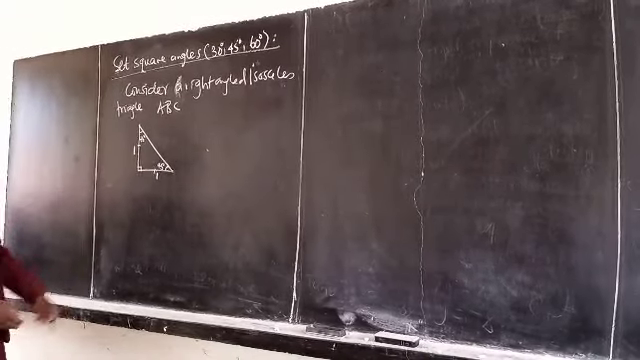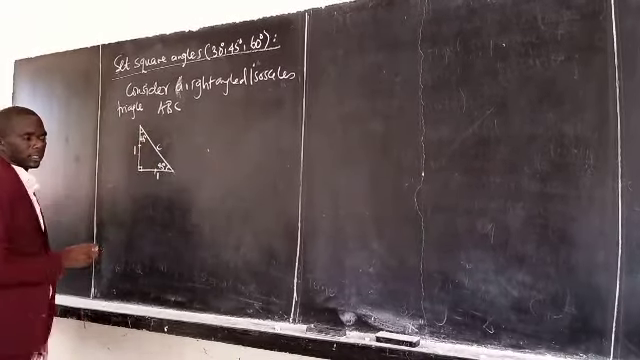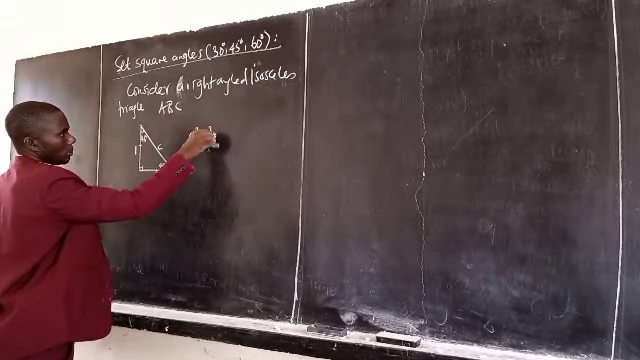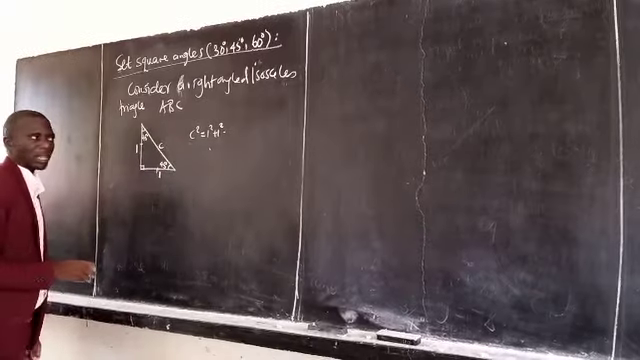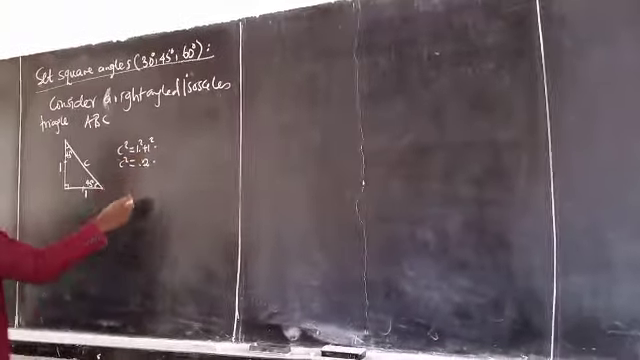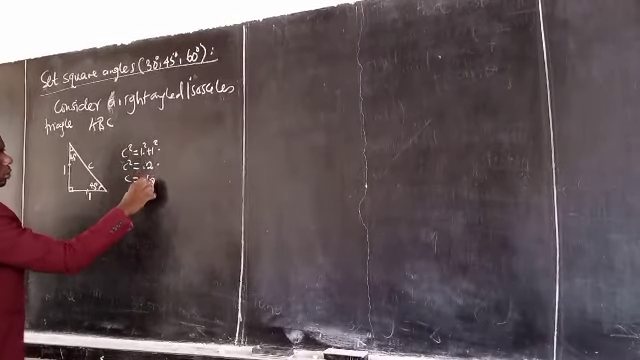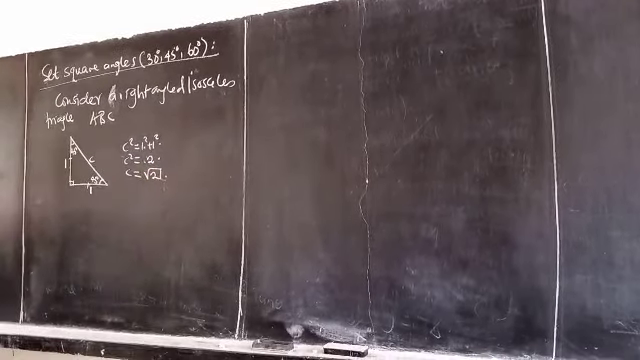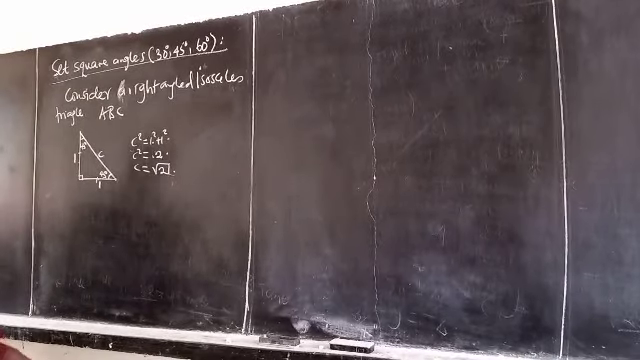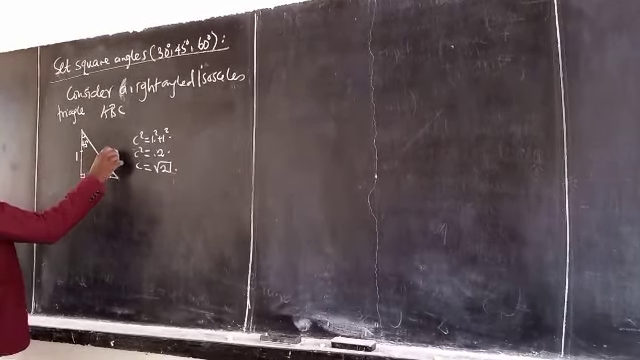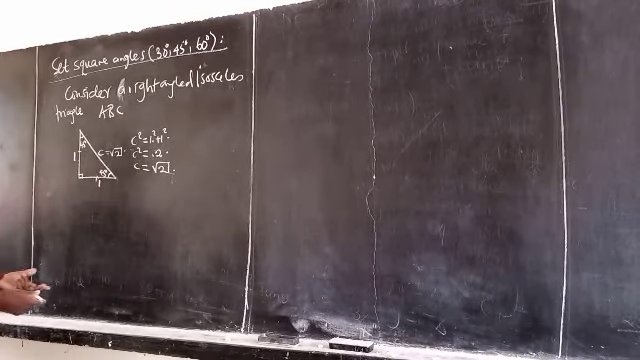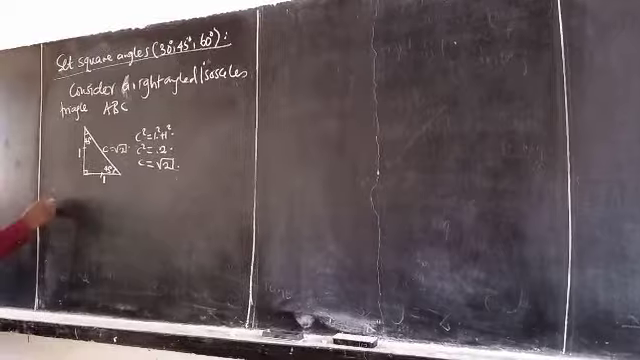What's the value of here? If I call it C, the value of C squared is 1 squared plus 1 squared. Remember Pythagoras theorem. So C squared equals 2, so C is the square root of 2. And we are going to take the positive square root. Now, can we get the value of sin 45, cos 45, and tan 45?